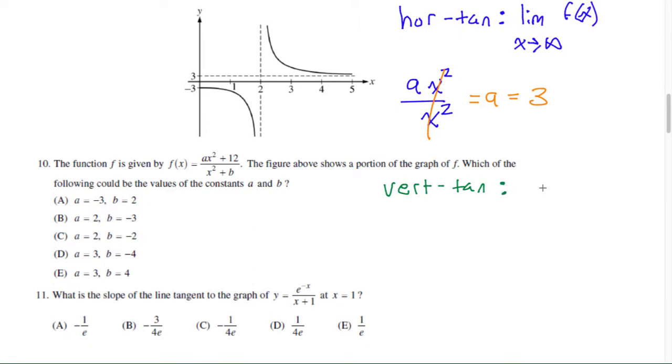No, so it's looking at where the denominator is equal to 0. Exactly. So I'm going to set this denominator equal to 0. X squared minus b is equal to 0.